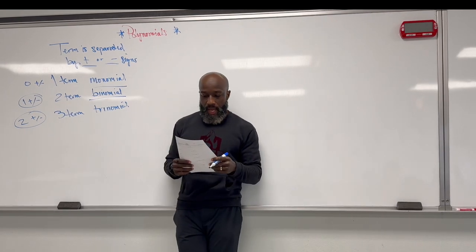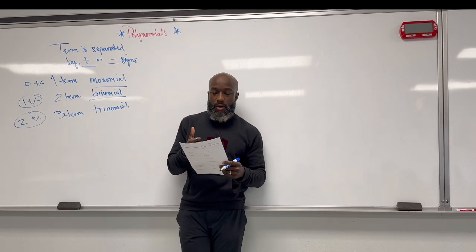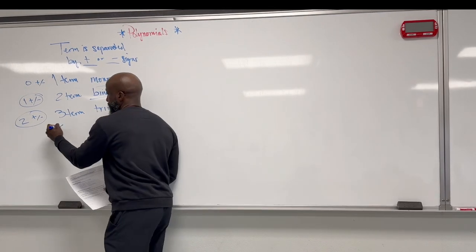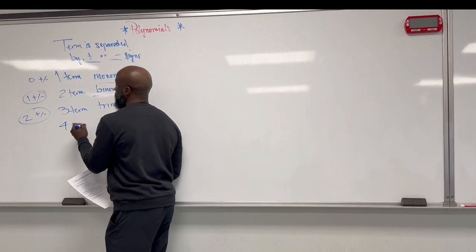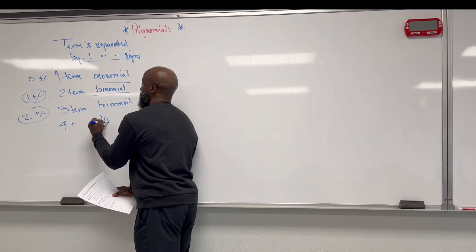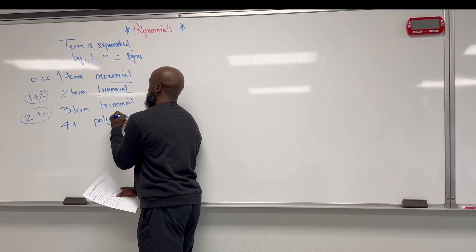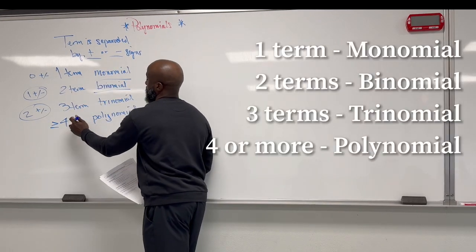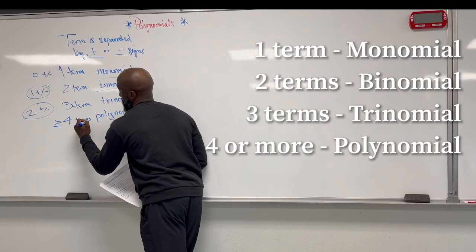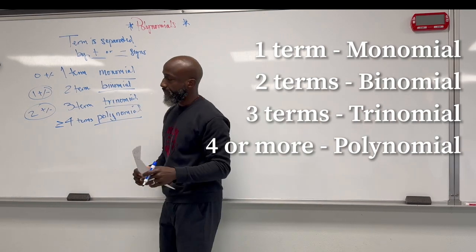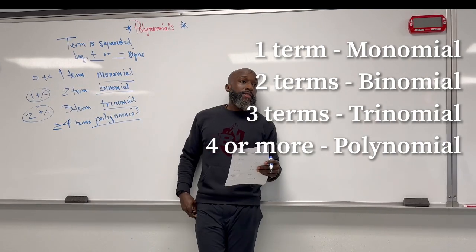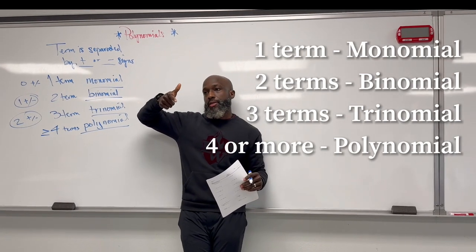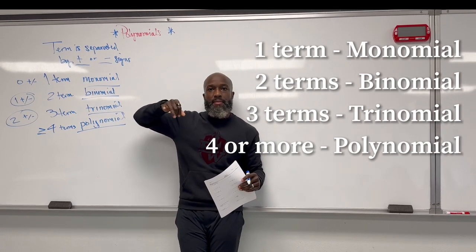An expression with 4 or more terms is known as a polynomial. So it's greater than or equal to 4 terms. That's a polynomial. Again, terms are variables and numbers that are separated by plus and minus signs.